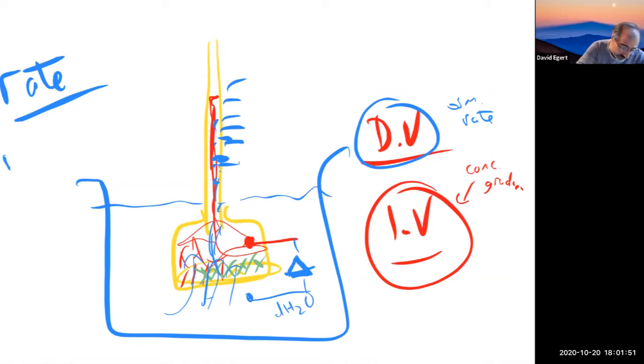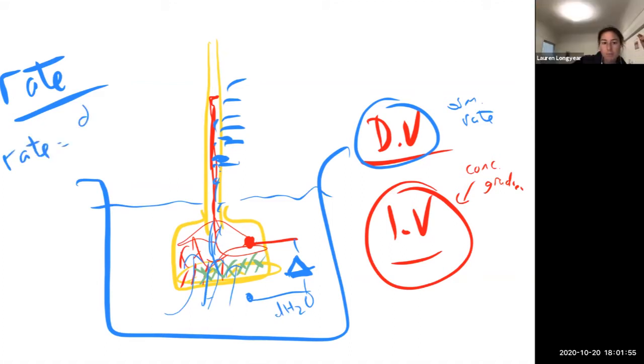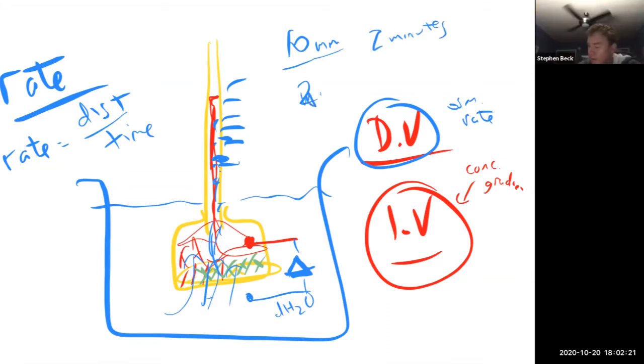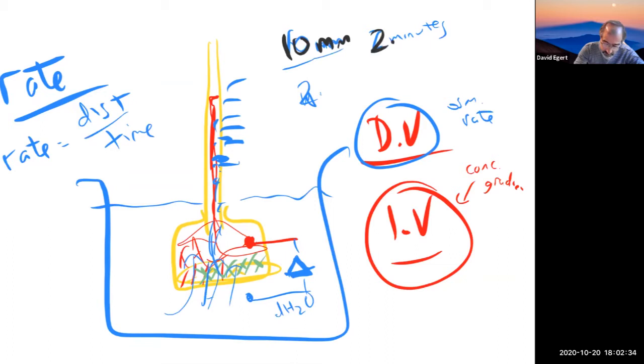How do I calculate rate? Distance over time. So if I know that it ended up going up 5 millimeters in a minute, it's going up 5 millimeters per minute. If it went up 10 millimeters in 2 minutes, how fast is it going? 5 meters a minute. Say it again. I think I got it wrong. 5 meters a minute. So 10 millimeters, oh, 10 millimeters in 2 minutes. So 5 millimeters a minute. Right.